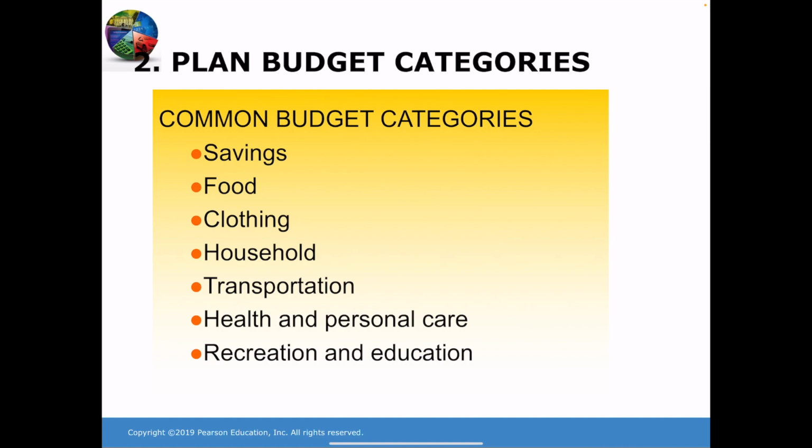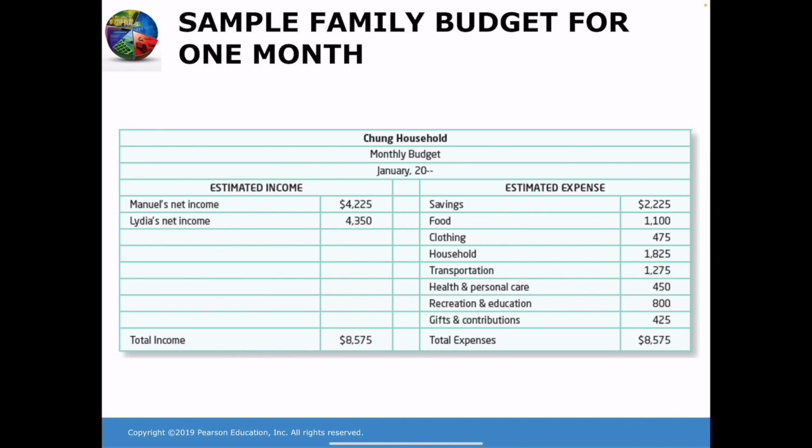Recreation and education could be books and other reading material, theater tickets, concerts, vacations, school expenses, hobbies, and so forth. Gifts and contributions could be charitable contributions and personal gifts. And again, there's no really set budget categories. You need to figure out the ones that are going to work for you. A sample of a family budget you can see here on the left side.